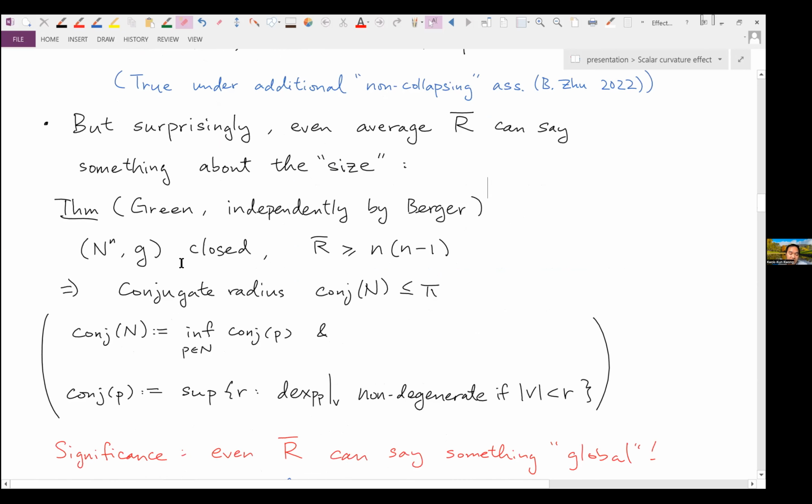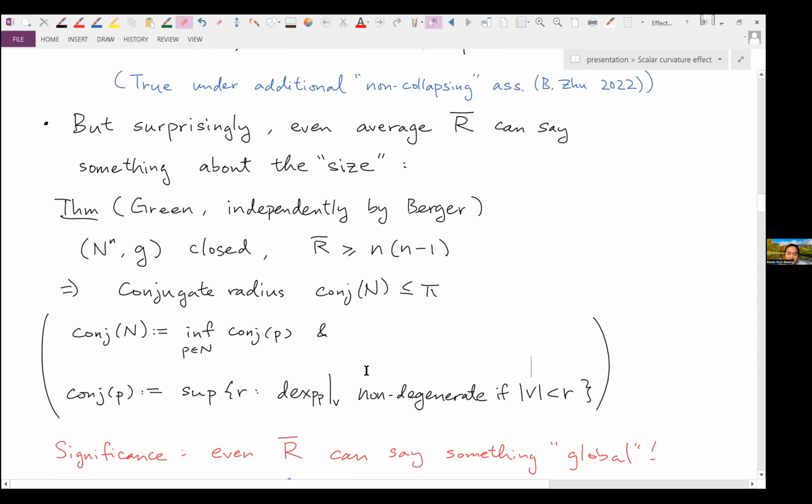So the statement is that if M is a closed manifold and the average scalar curvature is at least n times n minus 1, doesn't really matter, so it has a positive lower bound, then the corresponding conjugate radius is at most pi. So pi is exactly the conjugate radius of the unit sphere, and the unit sphere has scalar curvature, or actually constant sectional curvature, exactly n times n minus 1.